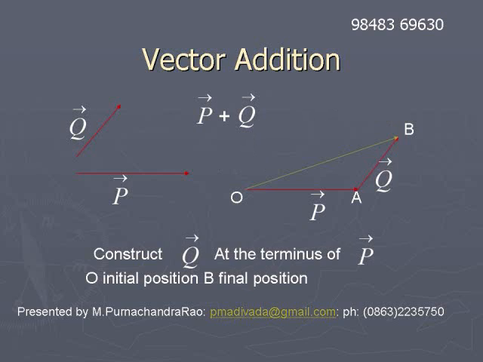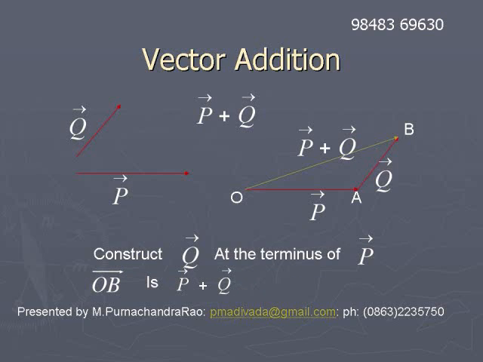So the vector with tail of p bar and head of q bar represents p bar plus q bar. So p bar plus q bar is a vector which has the tail of p bar and head of q bar. Like this we add vectors.